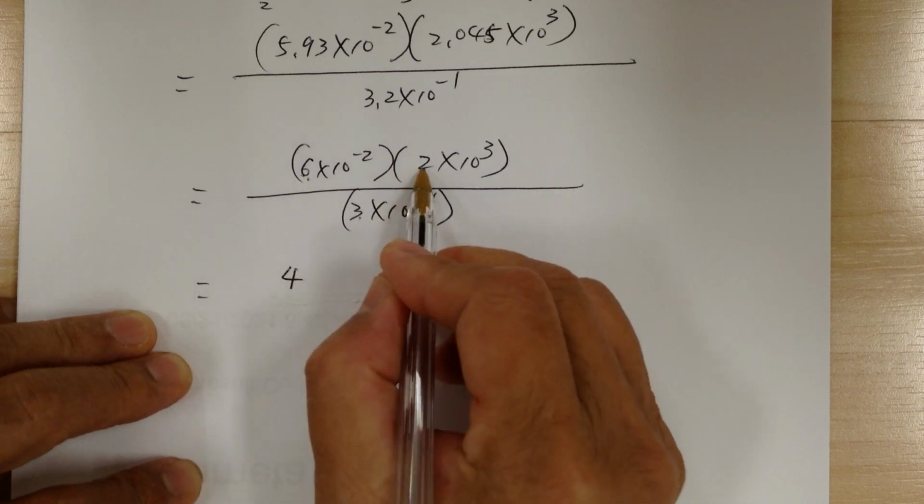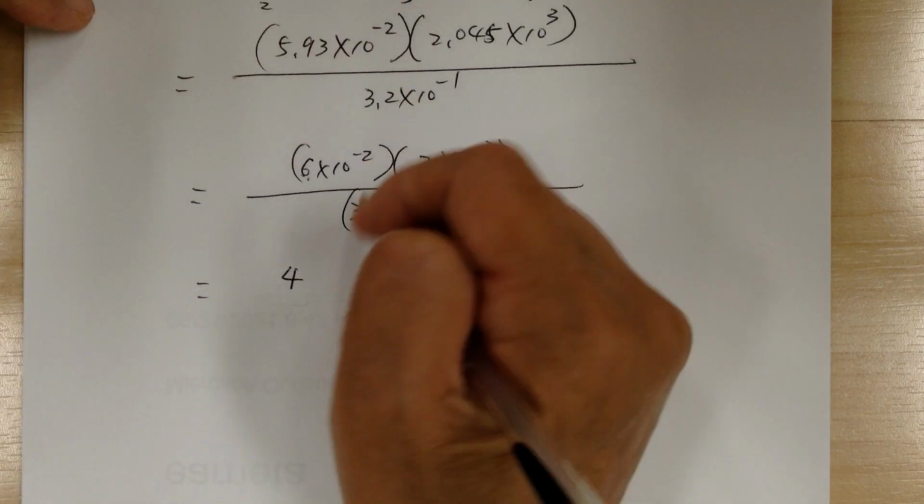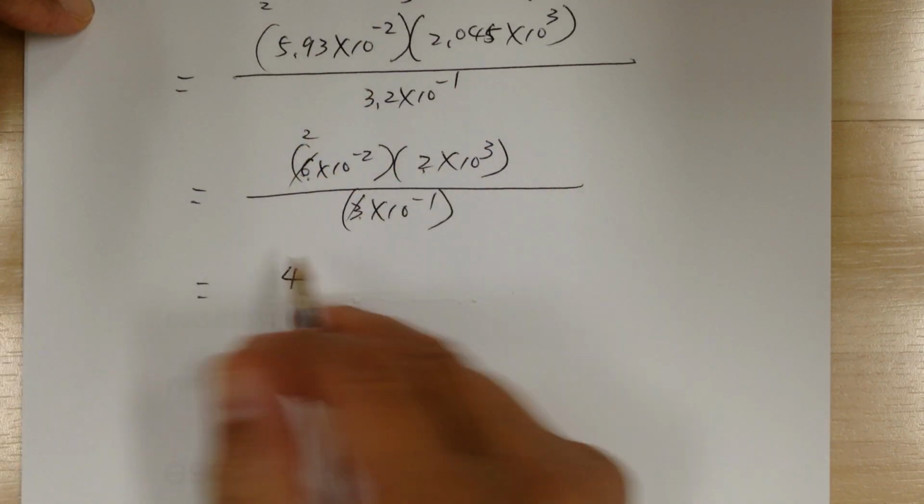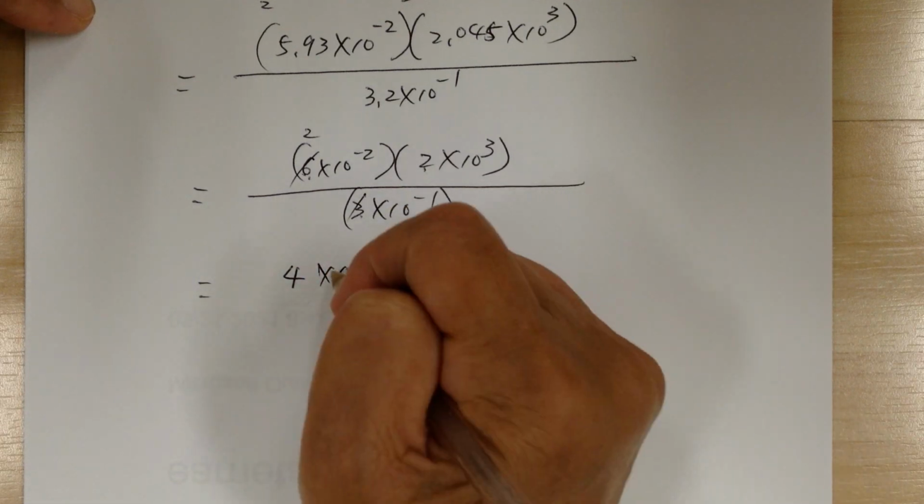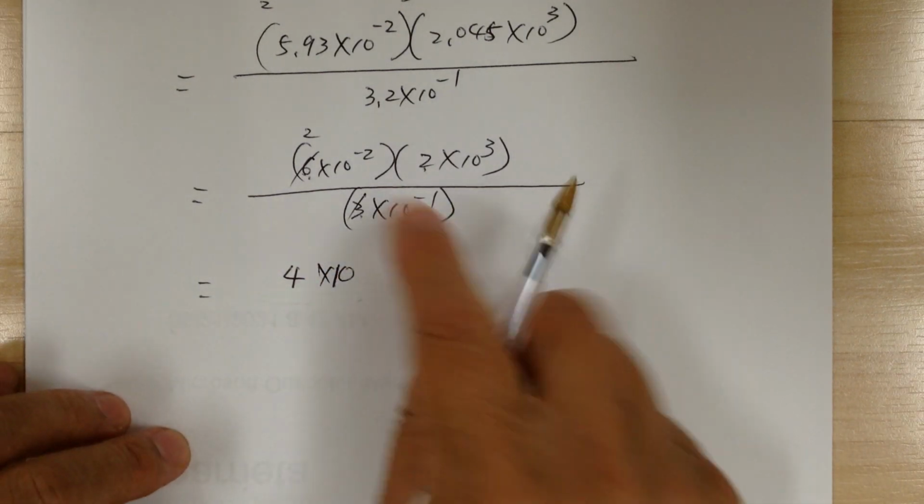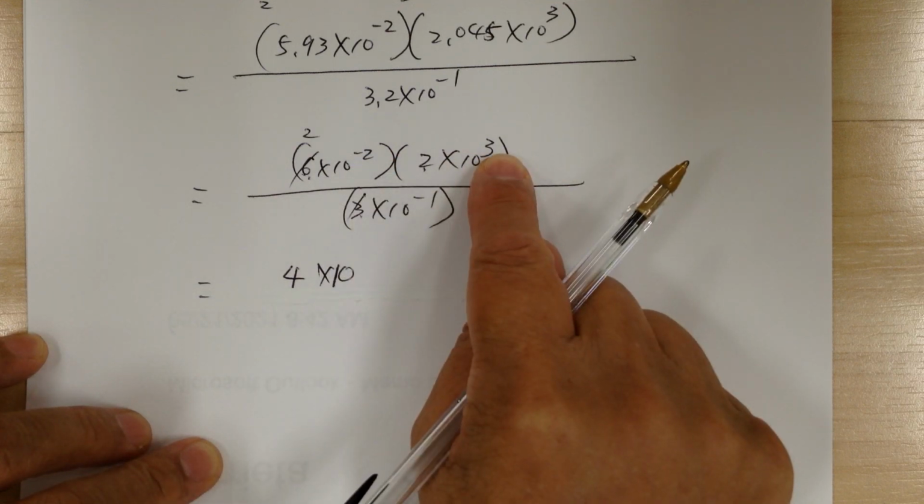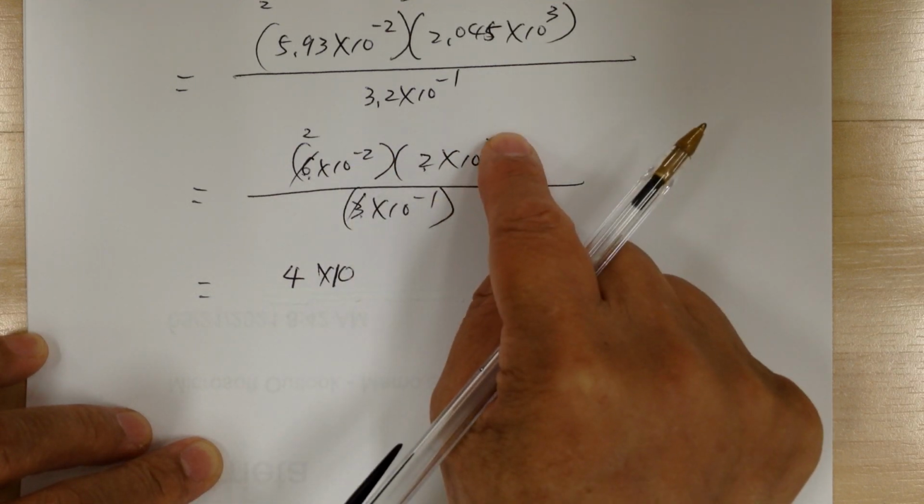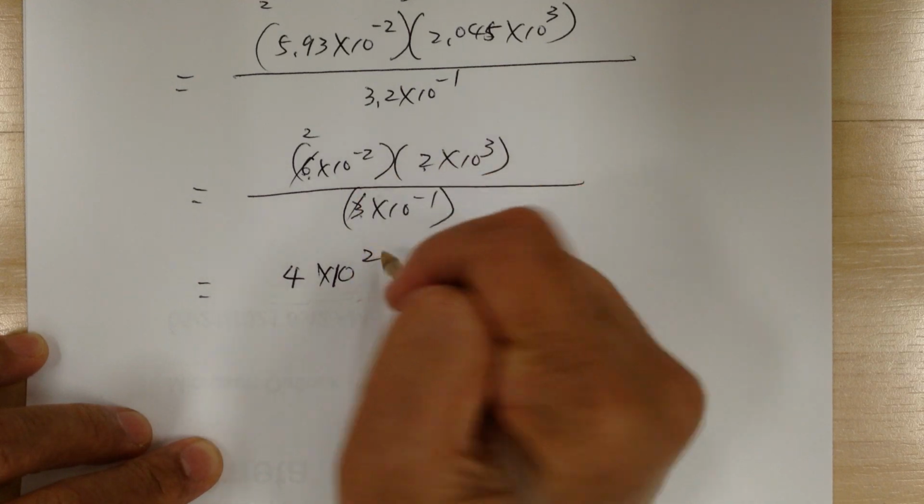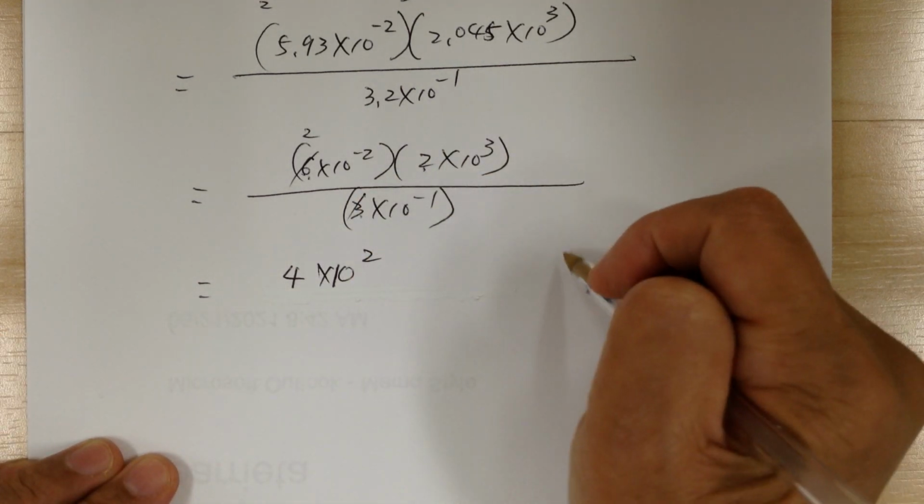So again, 6 times 2 is 12. Or you can just do this. Cancel. So 2 times 2 is 4. Okay. Now you have to figure out the exponent. When you multiply, you add. So −2 plus 3 is 1. And when you divide, you subtract. So 1 minus −1 will give you 2. Okay. And this would be answer B.